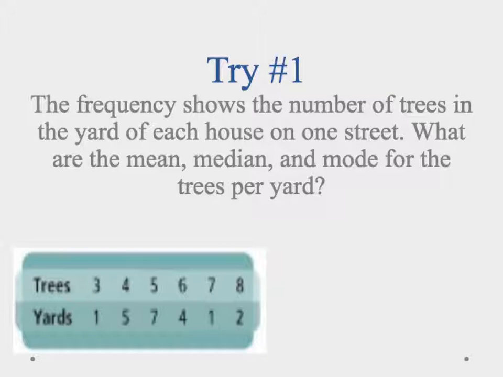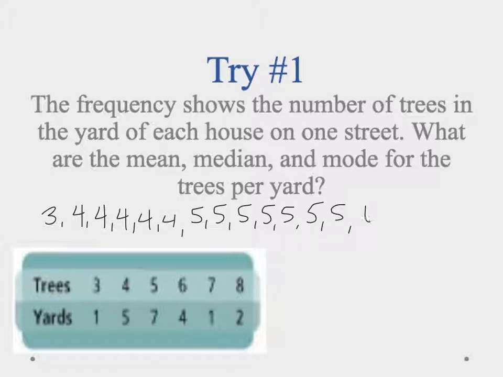All right, so again, on try 1, what we have is a frequency table. We're going to need to expand those values and then find the mean, median, and mode for the trees per yard. So there is 1 yard that has 3 trees. There are 5 yards with 4 trees. There are 7 yards with 5 trees. There are 4 yards with 6. There's 1 yard with 7 and 2 with 8.